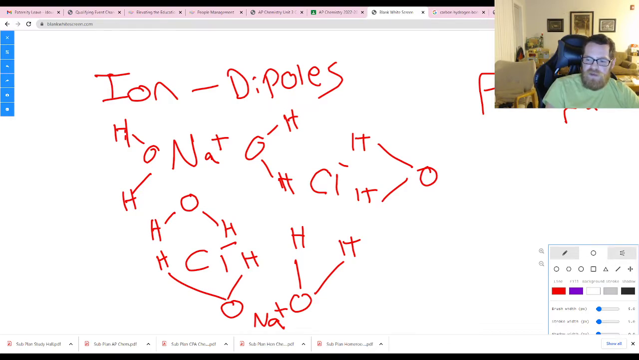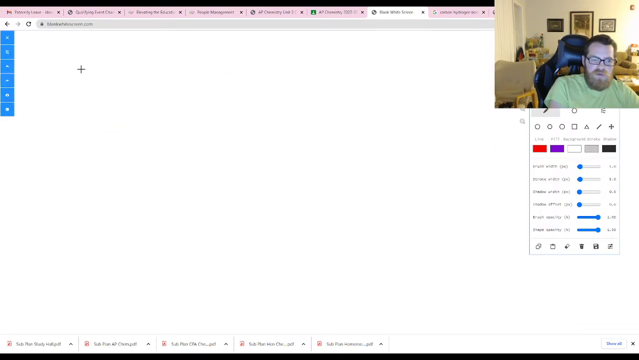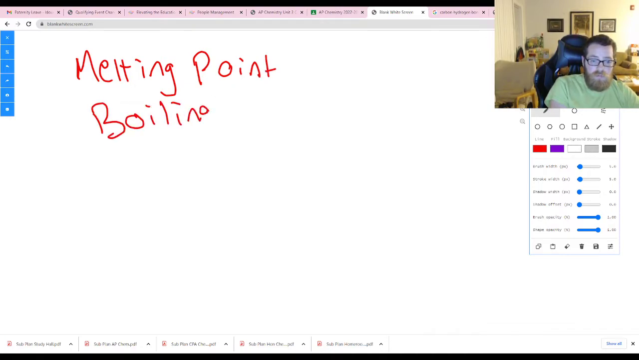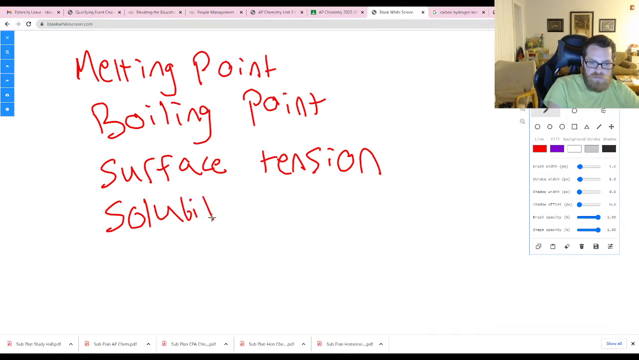These lead to quite a few properties. Some of the properties this leads to are melting point and boiling point, surface tension, solubility, and more.